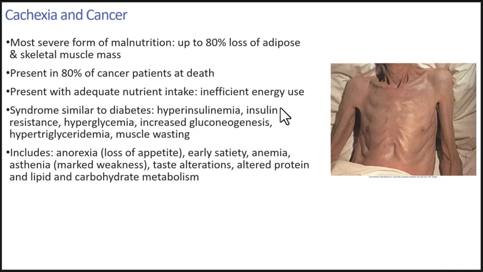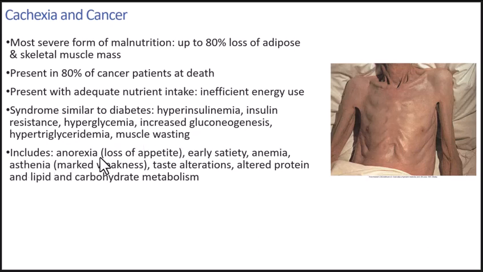There can be a faster rate of protein, lipid, and carbohydrate use in the body with patients that have cancer, at a faster rate than it's being formed. Patients can have syndromes that are similar to what you would see in a diabetic. There might be higher amounts of insulin in their blood. They might present with insulin resistance, excessive amount of glucose in the blood, increased formation of new glucose, higher levels of triglycerides in the blood from fats being broken down, and then muscle wasting that we spoke about.